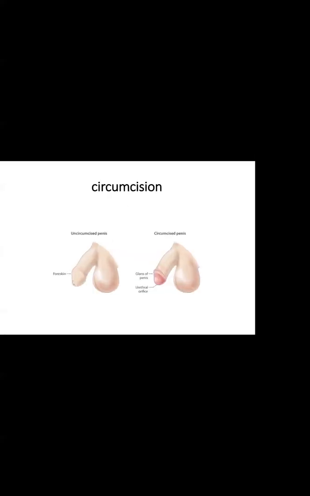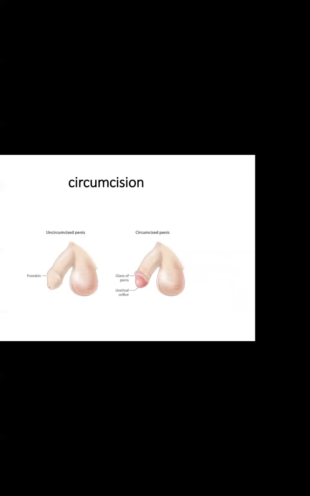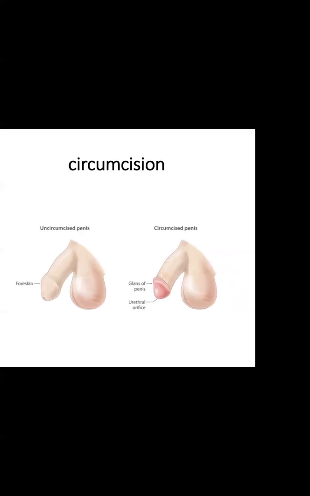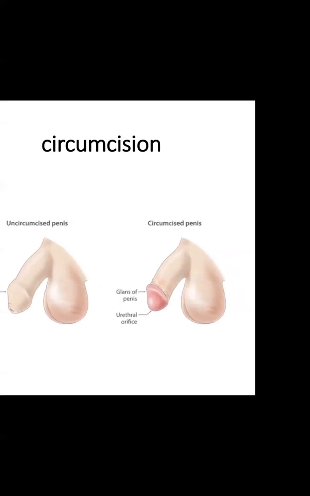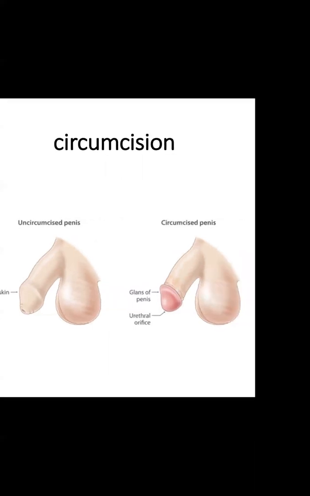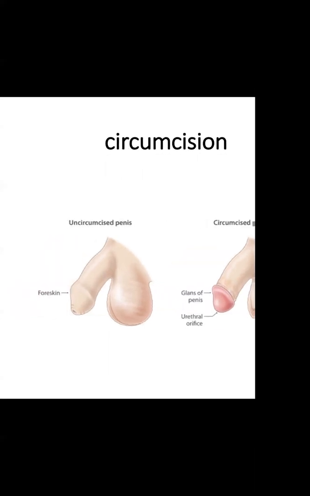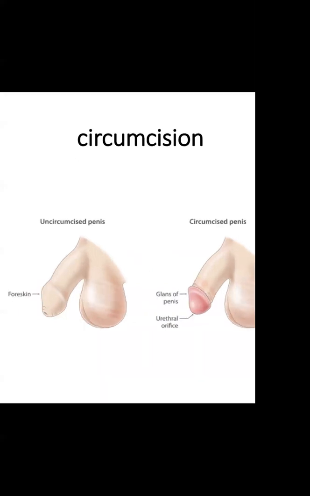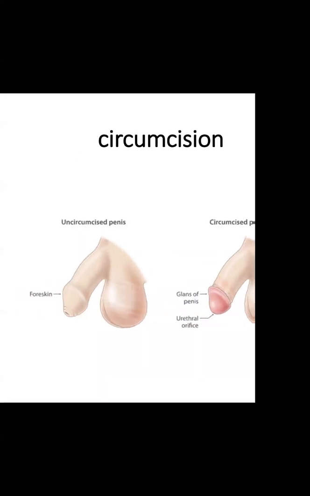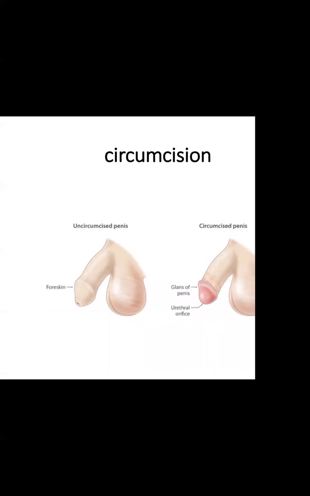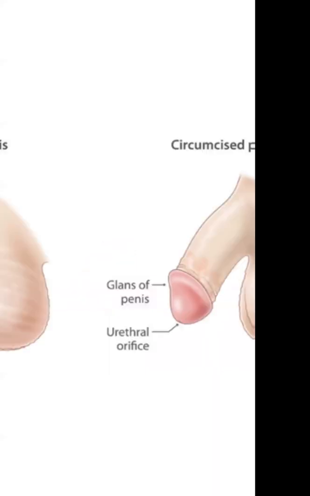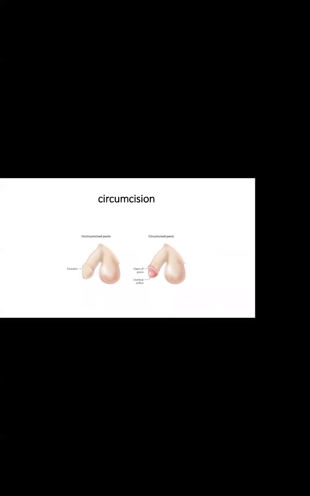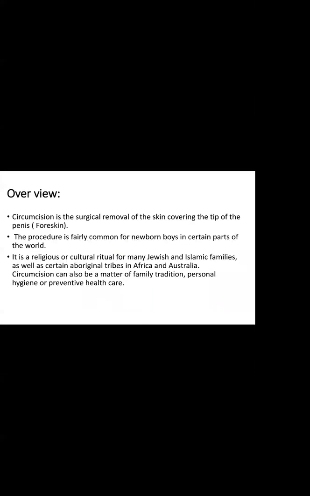The last but not the least, circumcision. As you can see, this is the circumcised penis, and this is the uncircumcised penis. It is a really easy procedure where we remove this foreskin, and that's it. It is a surgical removal of the skin covering the tip of the penis.